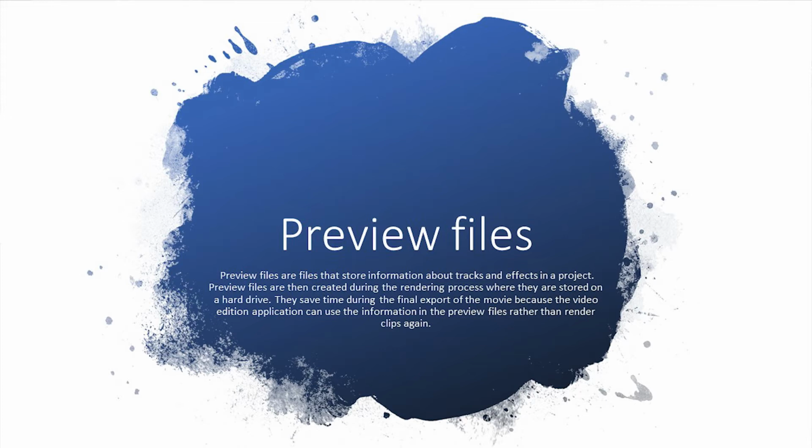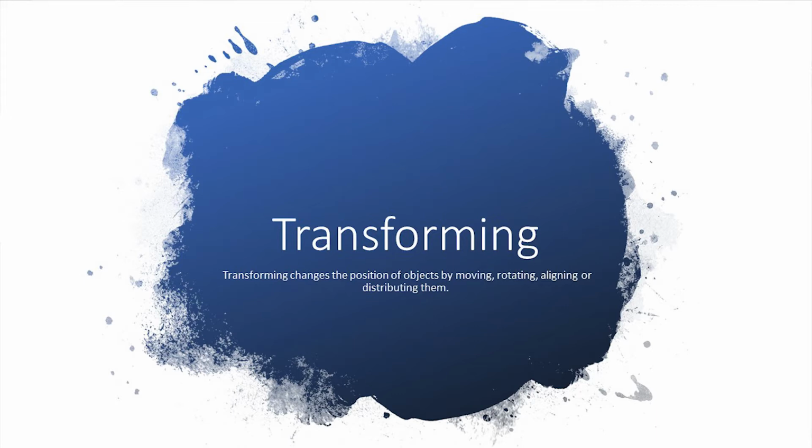Preview files are files that store information about tracks and effects in a project. Preview files are then created during the rendering process, where they're stored on a hard drive. They save time during the final export of the movie because the video editing application can use the information in the preview files rather than rendering clips again. The last thing would be the act of transforming. Transforming changes the positions of objects by moving, rotating, aligning, or distributing them.